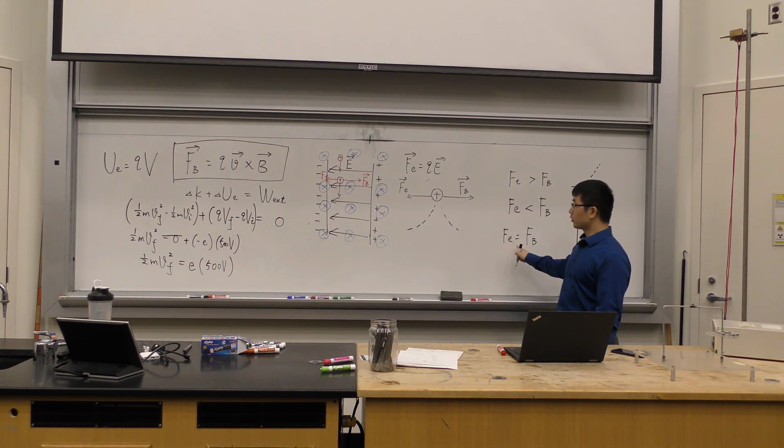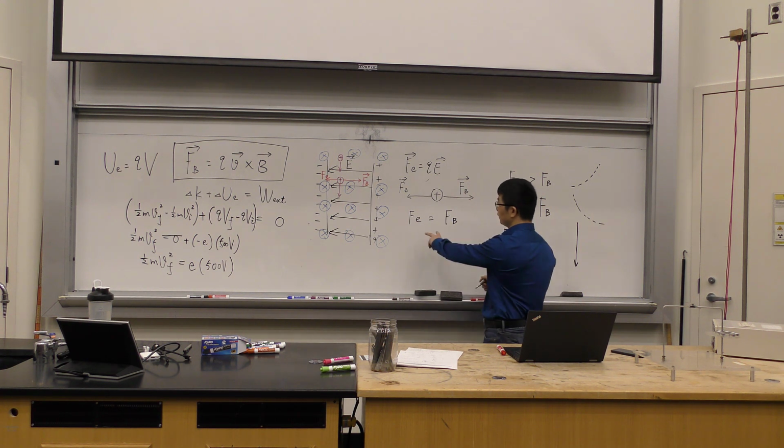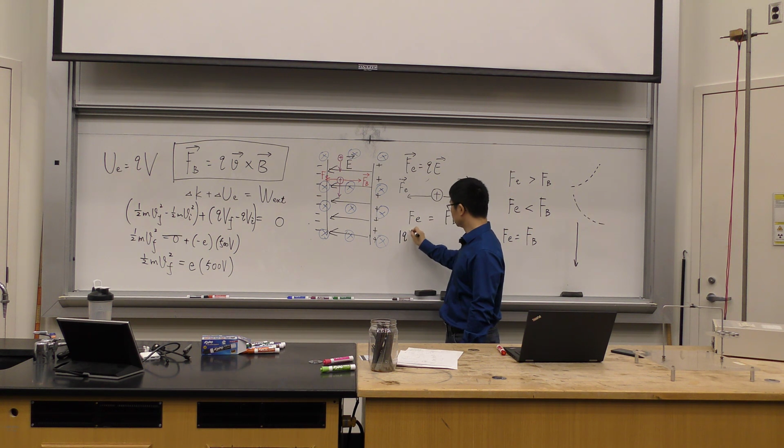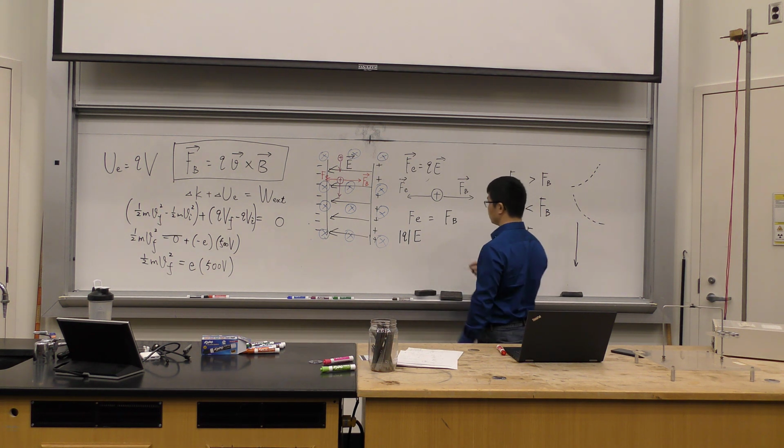Okay, so I'm focusing on these lucky particles, okay? They are equal, so these two forces are equal, so they can pass this region without deflection. Now I'm going to write down these two expressions. This guy, right, this is how you find the magnitude of the electric force. Magnitude of charge times magnitude of electric field. This guy, Q, V, B, sine theta angle.